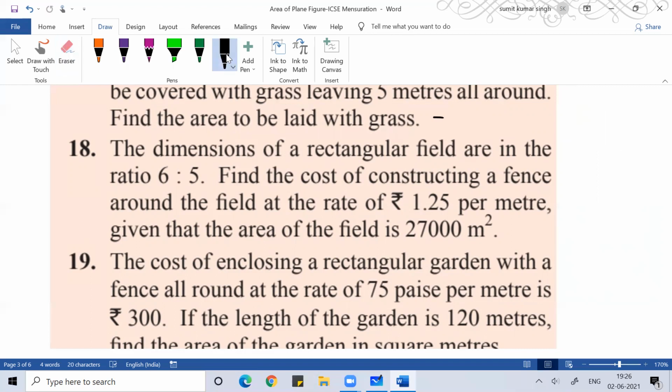So 7,825 rupees. No, the book's answer is something else.